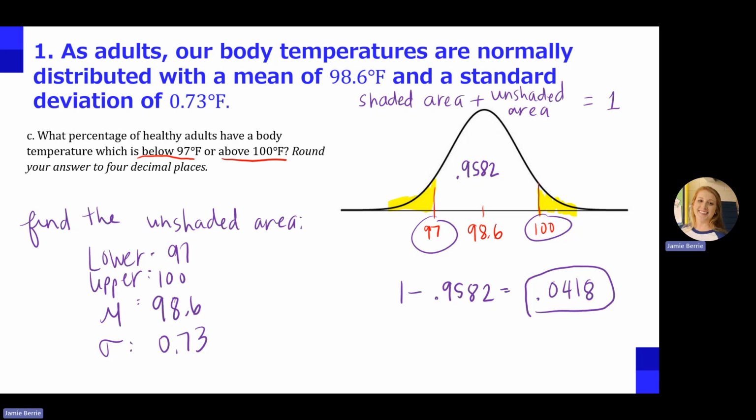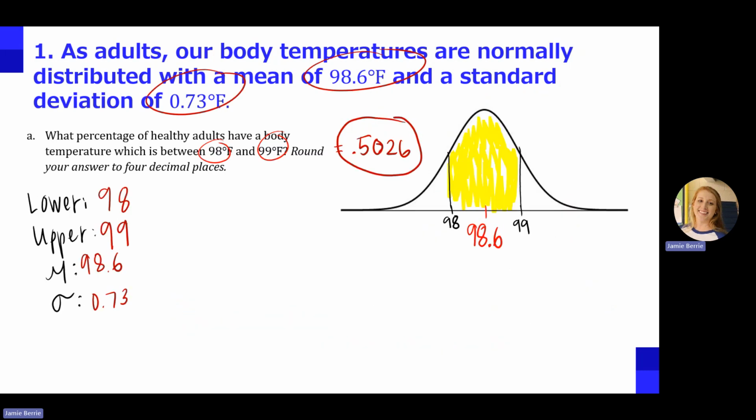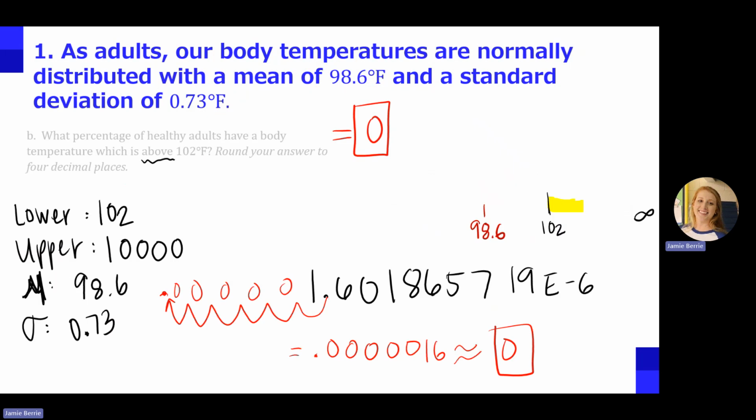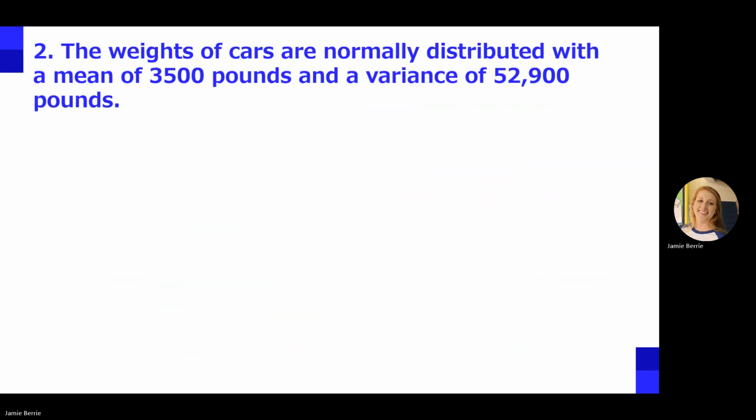So we've seen in between. We saw above, so area to the right. We saw area in the tails. So let's see what else we have left. We've done almost one of each type.